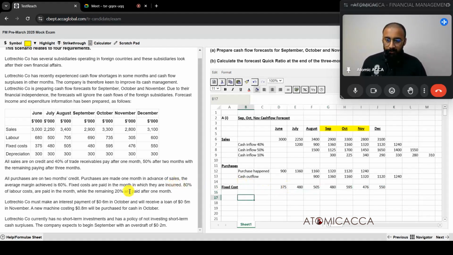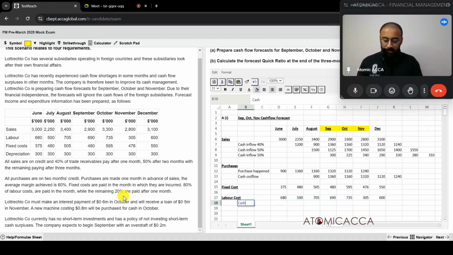The next information we have is around labor cost. For labor cost, the information given is that 80% of the labor cost is paid in the same month, while the remaining 20% is paid after 1 month. Okay. First, let's take down the amounts. Labor cost is 680, 500, 705, 690, 735, 305, and 600.